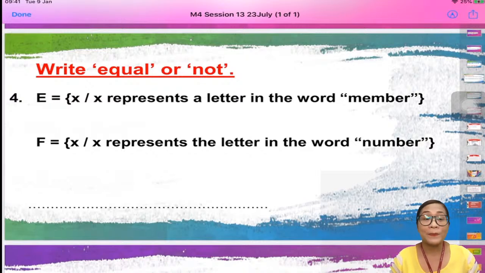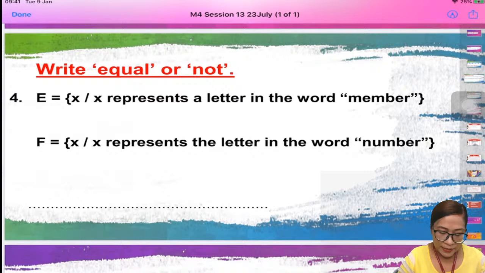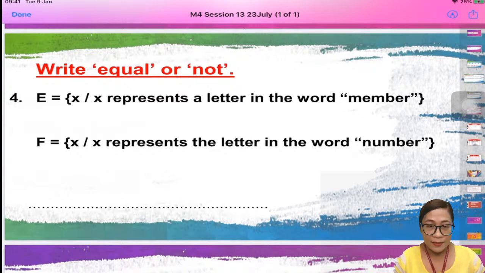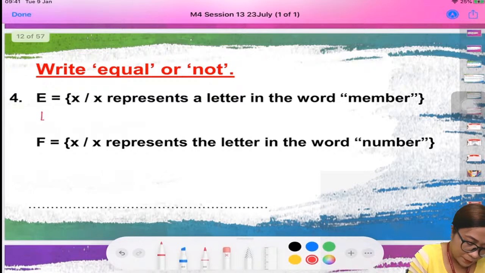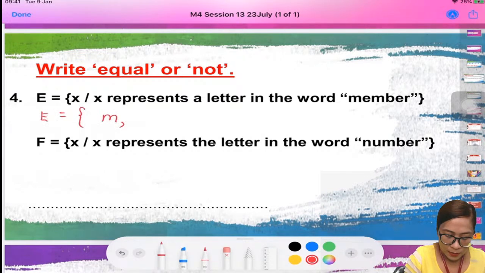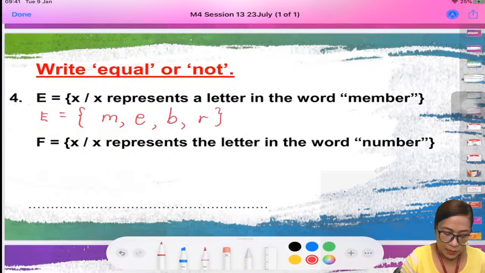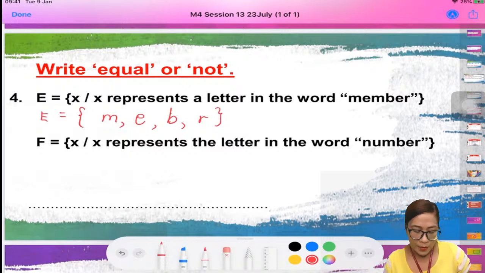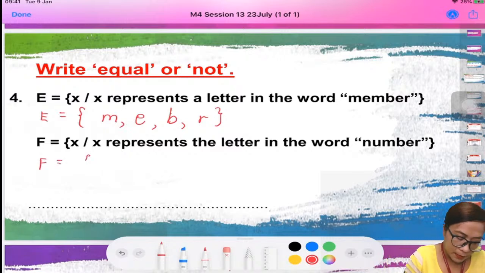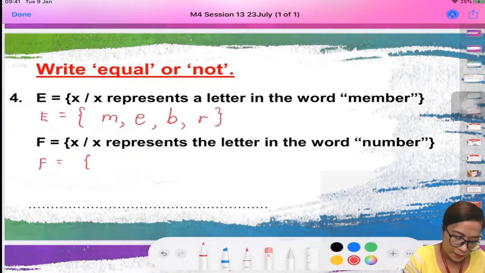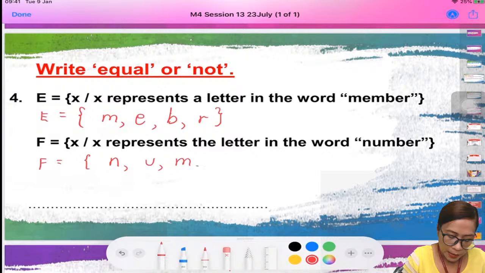Number 4. E is the set of all x such that x represents a letter in the word "member," and F is the set of all x such that x represents a letter in the word "number." So let's have it in roster form. E is the set of the letters of member. So you have M, E, M is already there, B, and we have R. Okay, M, E, B, R. How about F? F is the set of the letters of number. We have N, U, M, B, E, R.